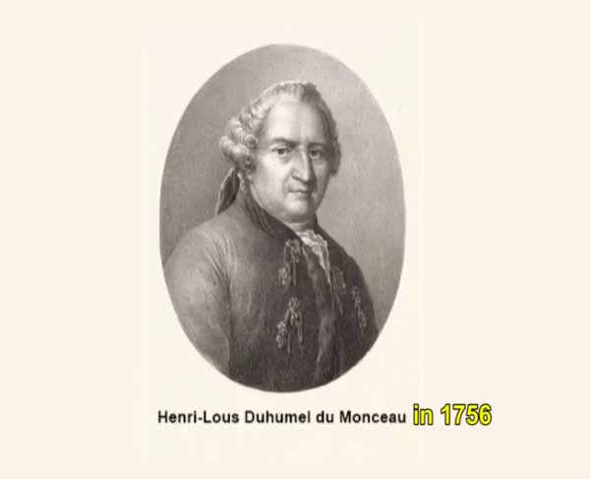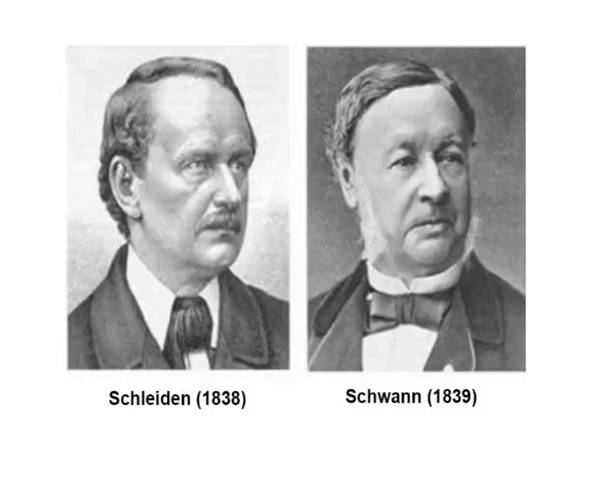Perhaps the earliest step towards plant tissue culture was made by Henri-Louis Duhamel du Monceau in the year 1756, who during studies on wound healing in plants observed callus formation. Extensive microscopic studies led to the independent and almost simultaneous development of the cell theory by Schleiden in the year 1838 and Schwann in the year 1839.